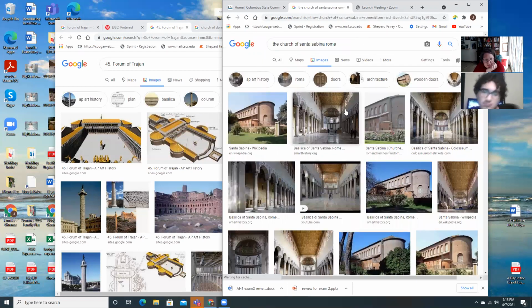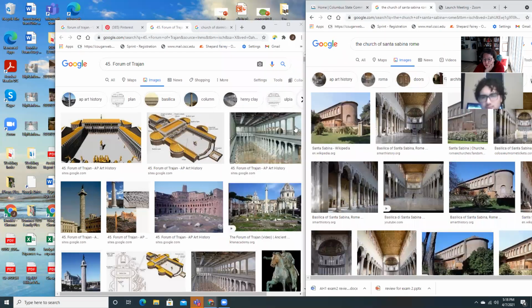Okay, so if you look at the Church of Santa Sabina in Rome, and you compare it to the Forum of Trajan, it's almost a direct copy. You've got a nave, you've got side aisles. The Forum of Trajan has double side aisles. Santa Sabina has single side aisles, but they're still side aisles nonetheless. They both have colonnades with Corinthian columns. They both have clerestories. There's the clerestory of the Forum of Trajan.